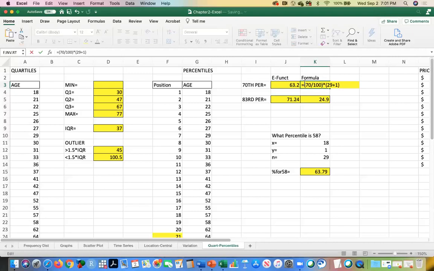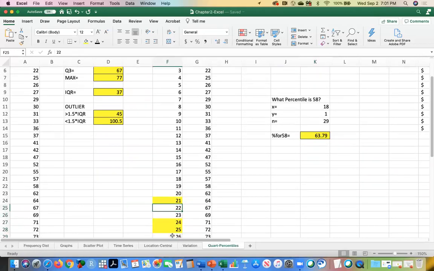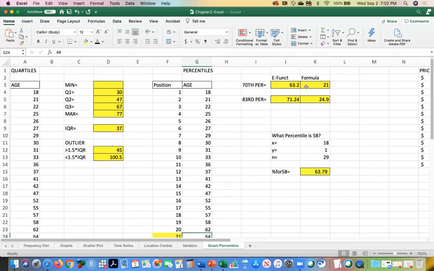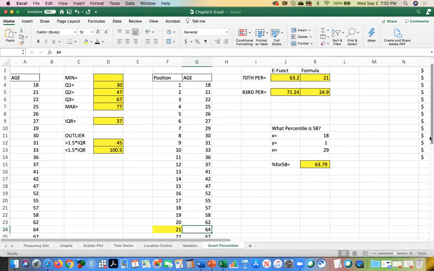I always use parentheses. Sometimes they are not needed, but I always do. So in this case, this formula is telling me that the 70th percentile is represented by the 21st number, right? So I have the 21st, which happens to be 64. So Excel gives me a more accurate number for the 70th percentile, whereas the formula points me in the data to the position that is the percentile.